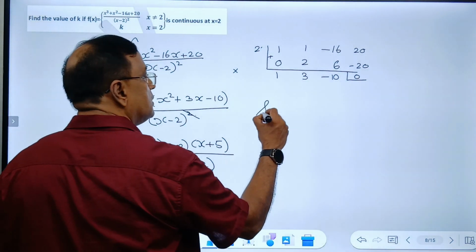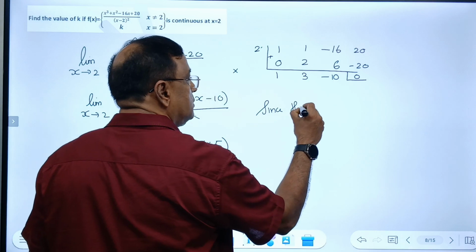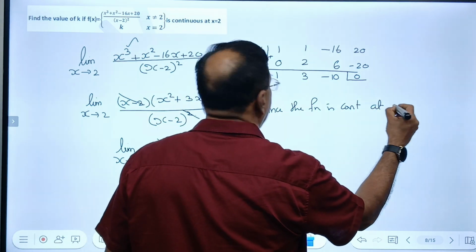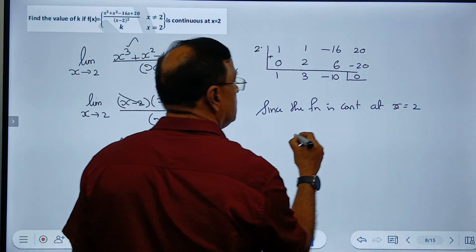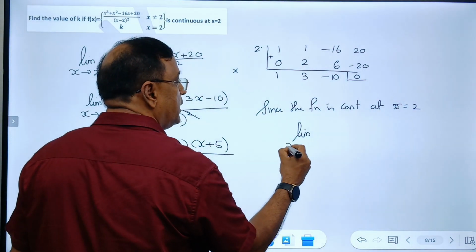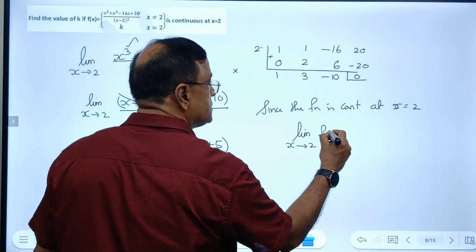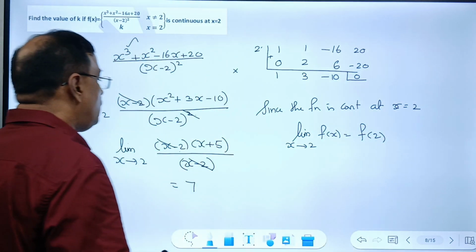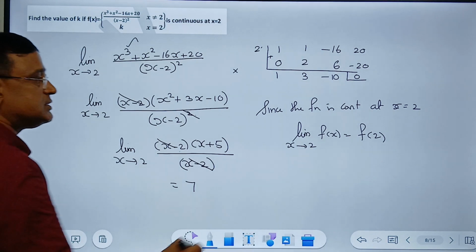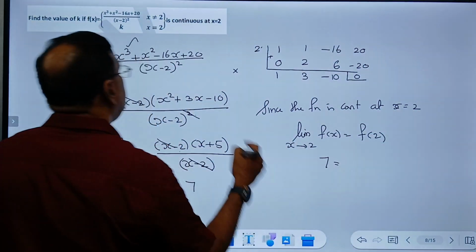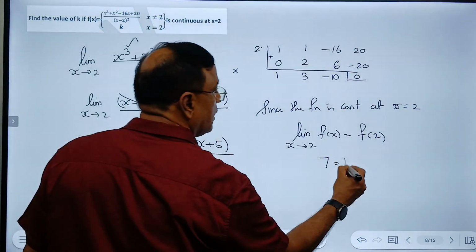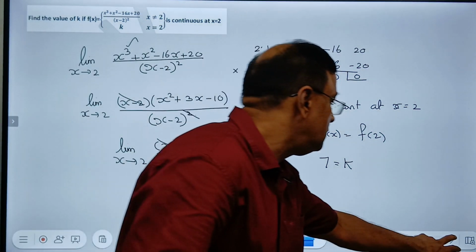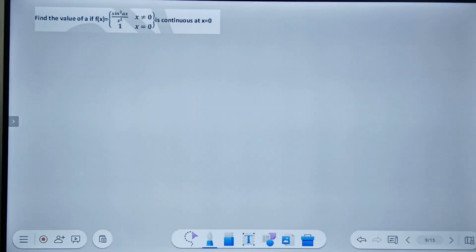Now since the function is continuous at x is equal to 2, the limit x approaches 2 f of x is equal to the functional value. Correct? But what is my limit? I have calculated the limit is 7. And what is my f of 2? My f of 2 is k. So it's job done. Correct? Very simple. Let's go to the next question.